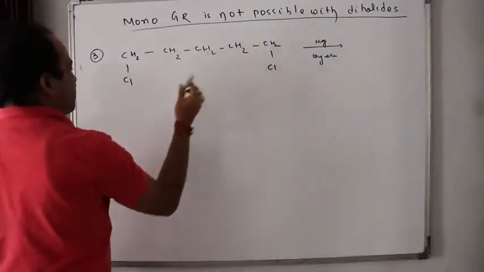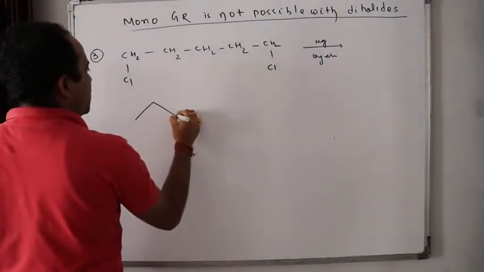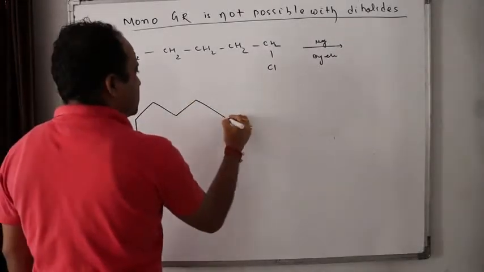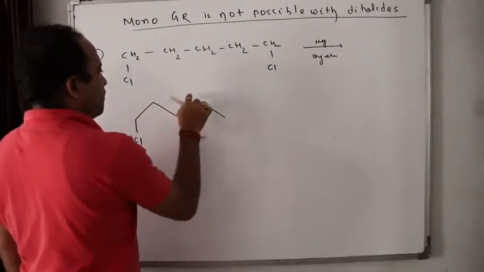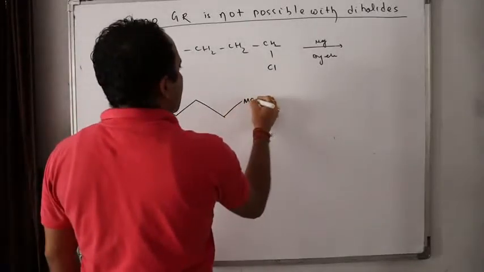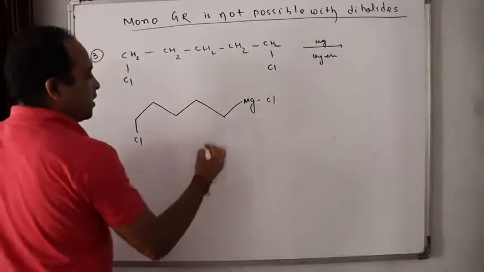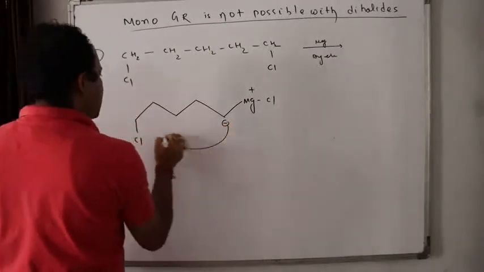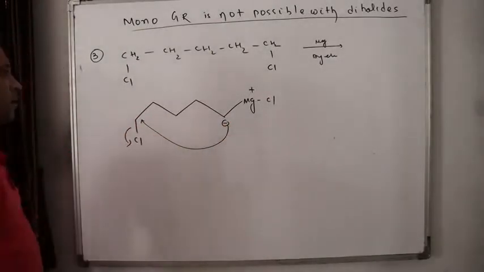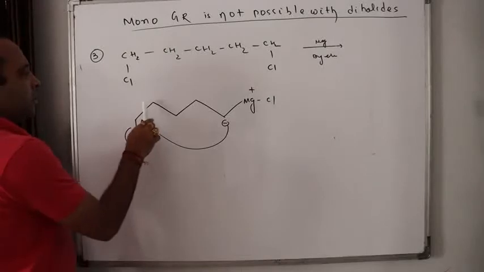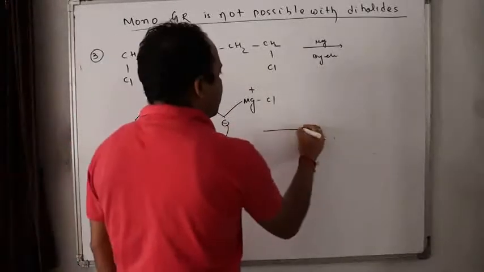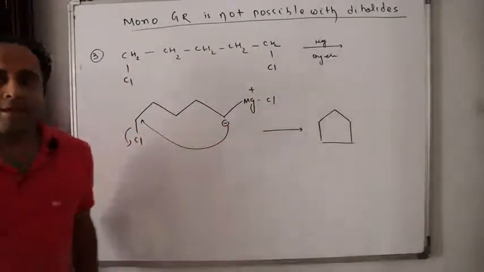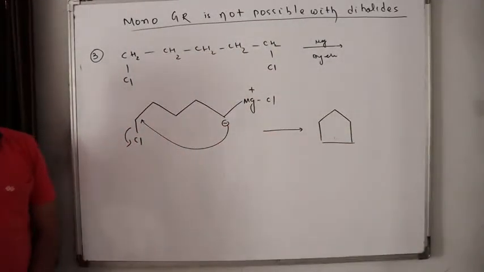Will I get something like this? 1, 2, 3, 4, 5, with Cl on one end and MgCl on the other. Now this will have plus charge, this will have minus charge. This will attack this carbon, taking out this chlorine. So we will get a 1, 2, 3, 4, 5 membered ring. Yes or no? Easy. Copy.